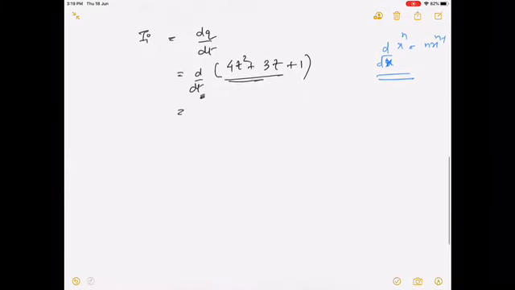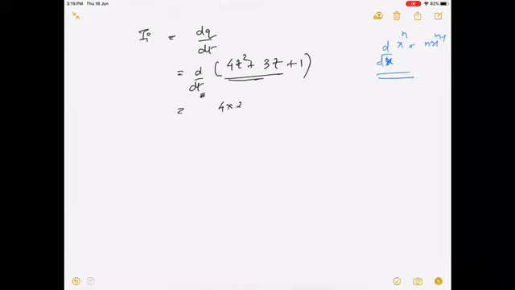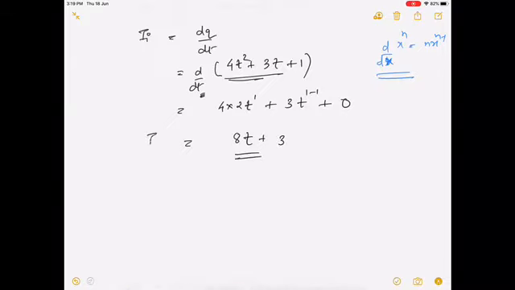So again we can take d by dt of 4t square plus 3t plus 1. It can be written as 4 into 2t to the power 2 minus 1, that is 1, plus 3t to the power 1 minus 1, that is 0, you will get 1. For the constant term, differentiation is 0. So 4 twos are 8t plus 3t to the power 0 is 1. So this is the value of instantaneous current, 8t plus 3. This is again a linear equation in time.